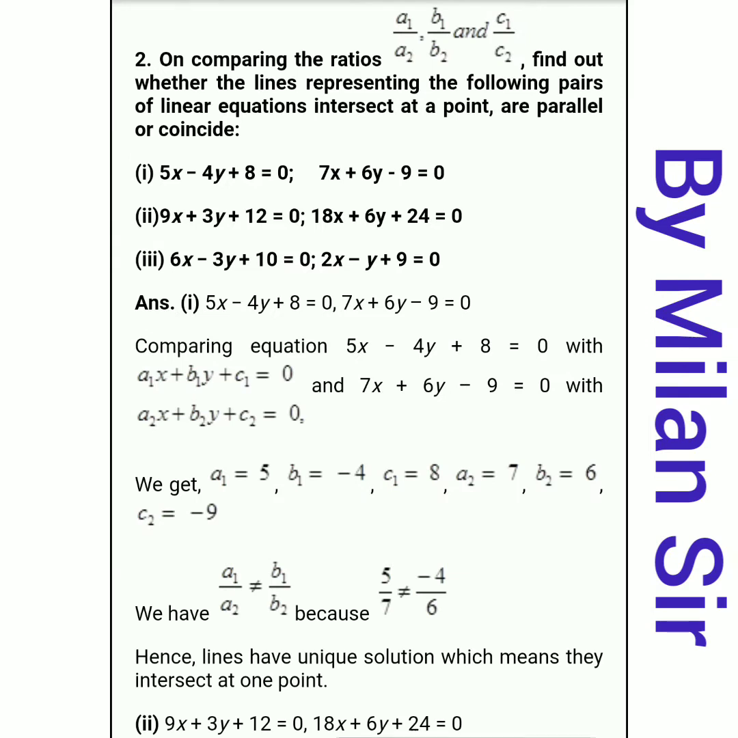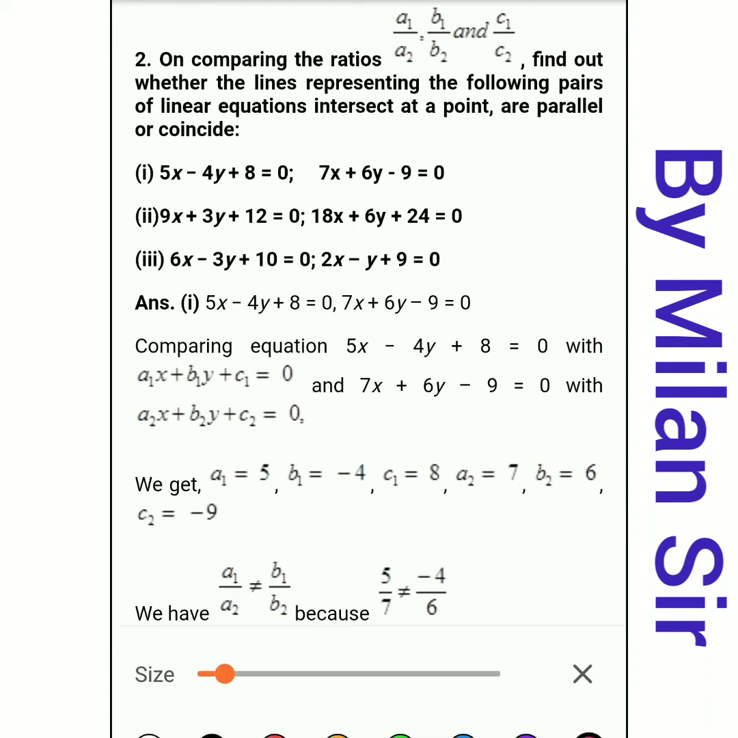Hi friends, today I explain exercise 3.2 question number 2. Just read this question on comparing the ratios A1 upon A2, B1 upon B2 and C1 upon C2. Find out whether the lines representing the following pairs of linear equations intersect at a point, are parallel or coincide. The equations are already given. We need to tell whether these two lines intersect at a point, are parallel or coincide.